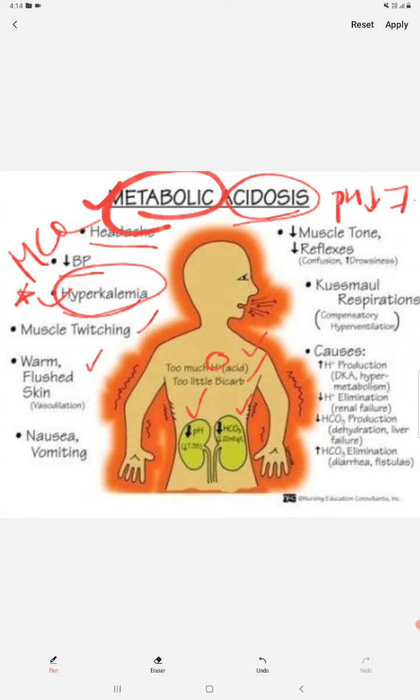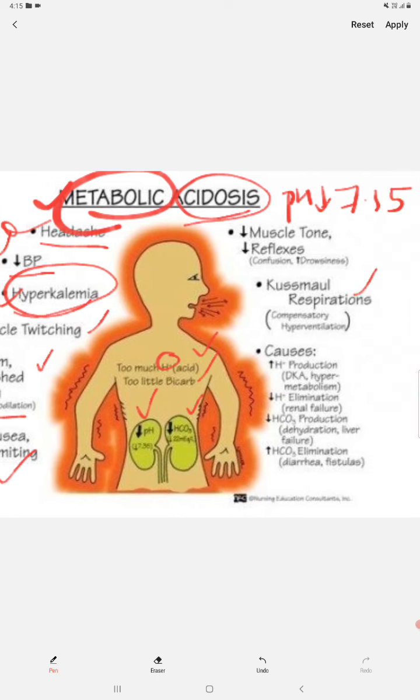Why is the skin so warm? Because of vasodilation. The HCO3 minus is decreasing, but H plus is more and more, no? That's why it is acidic in nature. So vasodilation may happen, and the patient may also feel nausea, vomiting, and a very characteristic feature is Kussmaul respiration. This can also be seen.